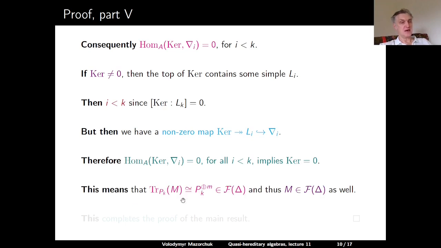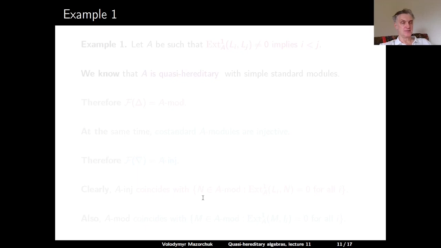So it follows that the kernel is actually the zero module. And this means that our trace of Pk in M is isomorphic to the direct sum of a number of copies of Pk, so it's projective, and so it has a delta filtration. And in particular, it follows that our original module has a delta filtration, and this completes the proof of our main result. Now let us look at some examples.